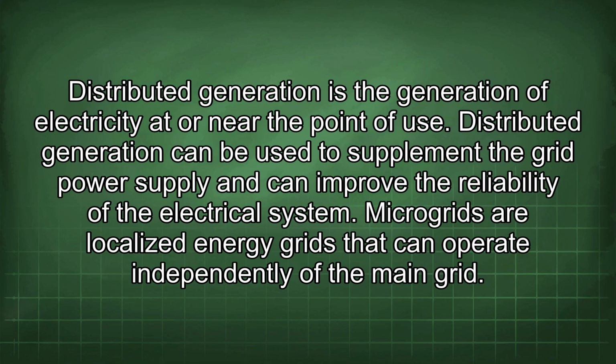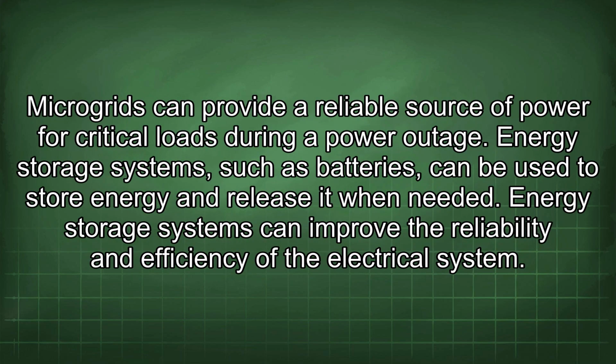Distributed generation is the generation of electricity at or near the point of use. Distributed generation can be used to supplement the grid power supply and can improve the reliability of the electrical system. Microgrids are localized energy grids that can operate independently of the main grid. Microgrids can provide a reliable source of power for critical loads during a power outage.